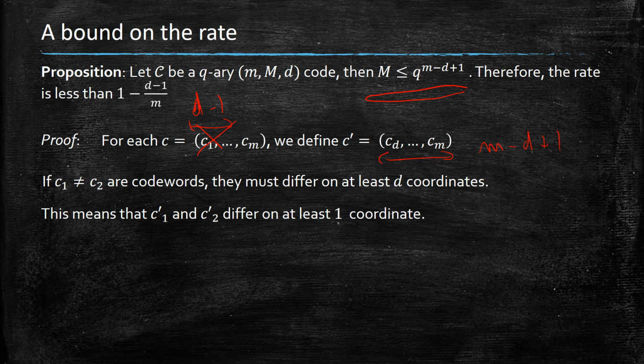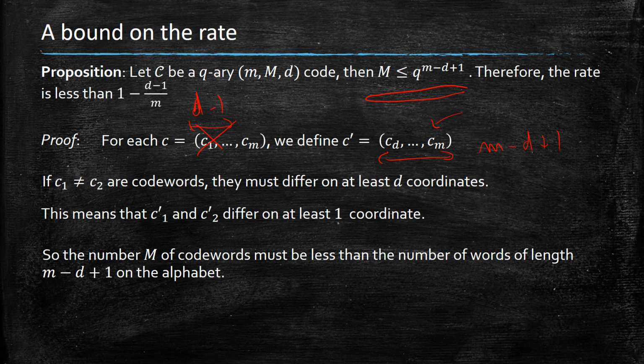Maybe more, but at the very least, since C1 and C2 have distance at least d, the coordinates on which they differ might all be at the beginning of the word, but by dropping d minus 1, we're still left with at least one coordinate that differs in the last m minus d plus 1 coordinates. So those different tails give me only q to the m minus d plus 1 choices of such words of length m minus d plus 1. That means there cannot be more than q to the m minus d plus 1 code words.